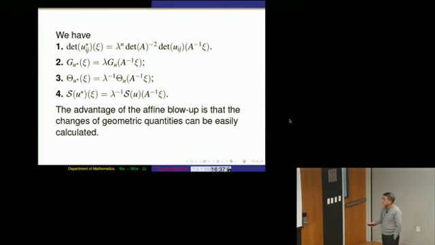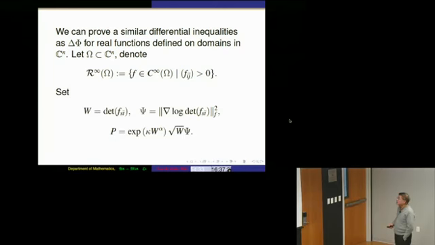Yeah. So because we take the affine blow-up, the advantage is that the affine blow-up changes the geometric quantity so it can be easily calculated. So we can calculate this one under control. For complex manifolds, in complex coordinates, we can prove a similar differential inequality for delta phi.